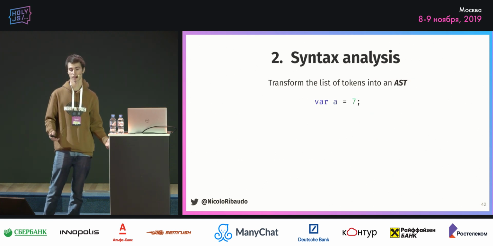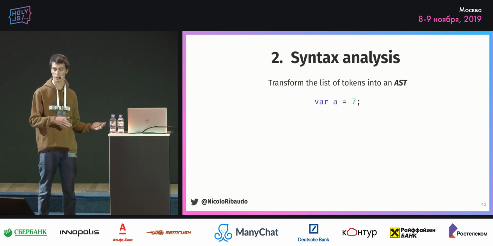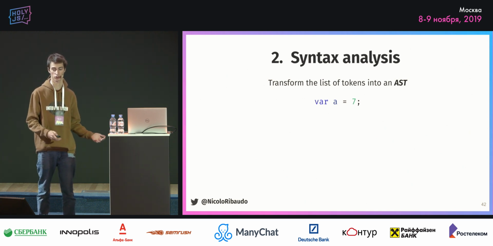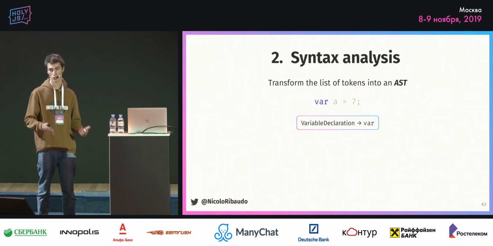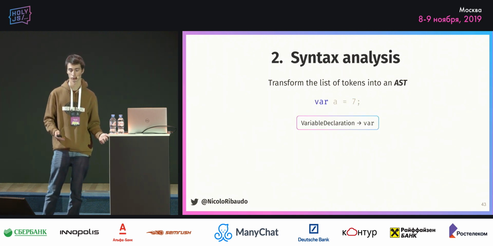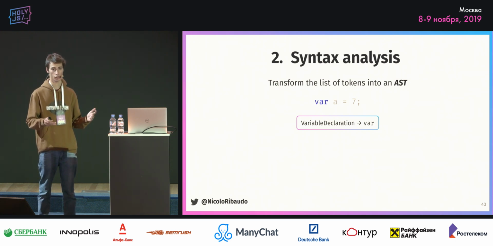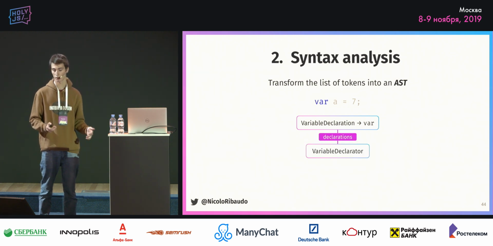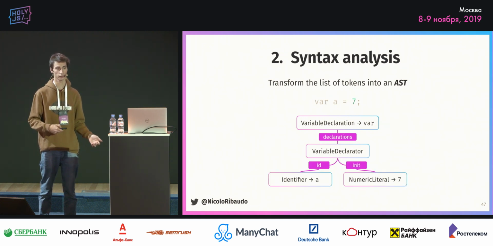Then it performs syntax analysis. It gets the list of tokens generated during the lexical analysis and builds the abstract syntax tree. Here, it finds the var token, the var keyword, which is a token, and so it knows that it has to build a variable declaration node. A variable declaration can have multiple declarations inside, so we have a variable declarator, which is the single piece, and it has an ID, which is in this case an identifier, and an initializer like 7.